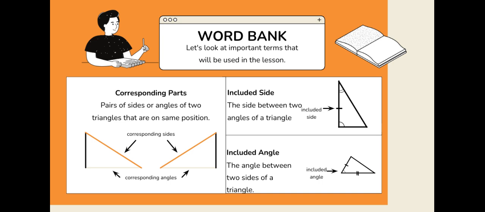A word bank is also very useful prior to the activity, especially if you have struggling students or English language learners in your classes. These are the three terms that I like to present visually before starting the activity: what is a corresponding part, included sides, and included angles.